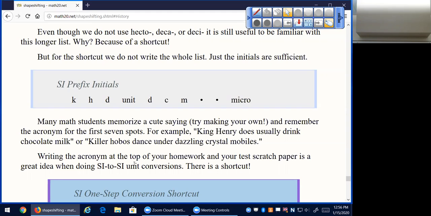So, your job is to memorize a saying. The traditional one in textbooks is King Henry Does Usually Drink Chocolate Milk, U being for unit. That's a terrible one because in English you can reverse the drink and usually, and it makes just as much sense to your brain. So that doesn't actually help you remember the order of these in a reliable way. The best that my past Math 20 students have come up with was Killer Hobos Dance Under Dazzling Crystal Mobiles. Again, it stops here. You're not doing the dot dot, Michael. K, H, D, U, D, C, M. So feel free to make up your own. If it's catchy, I'll put it here on the website and you'll be famous forever.